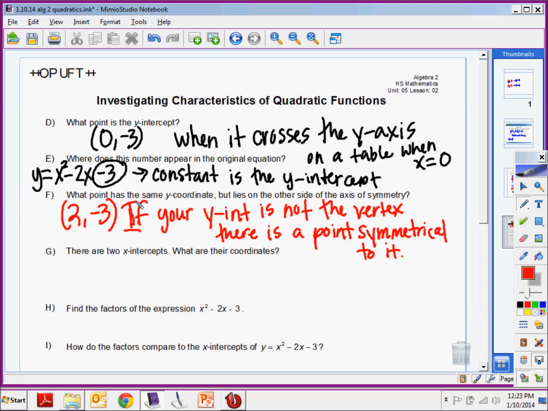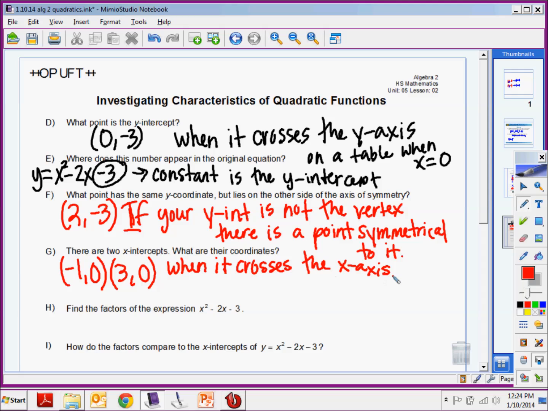It happens. All right. There are two x-intercepts. What are they? Negative 1, 0, and 3, 0. So an x-intercept is when what? Graphically, an x-intercept is when it crosses the x-axis. Table-wise, what is it? y equals 0.